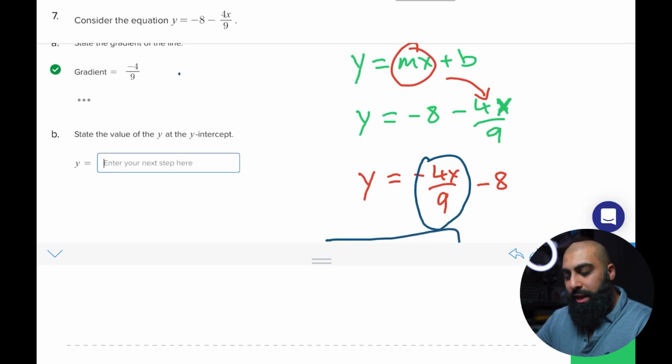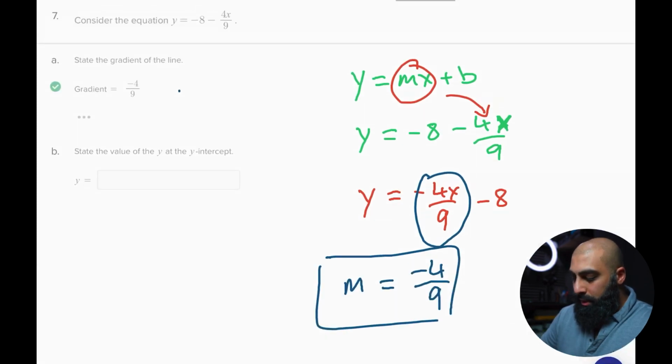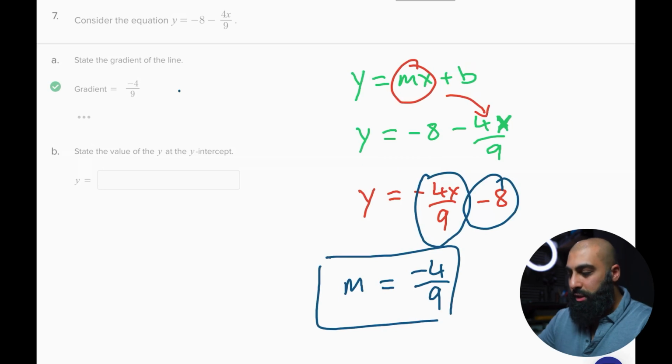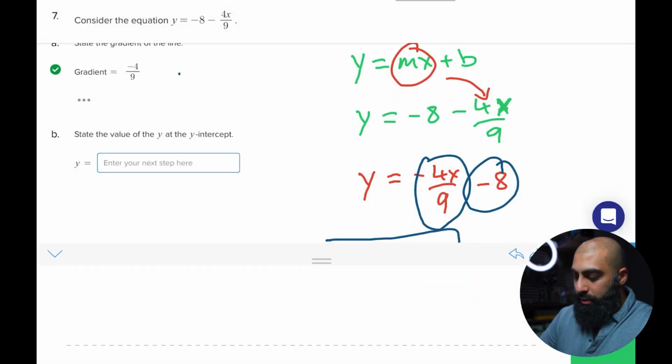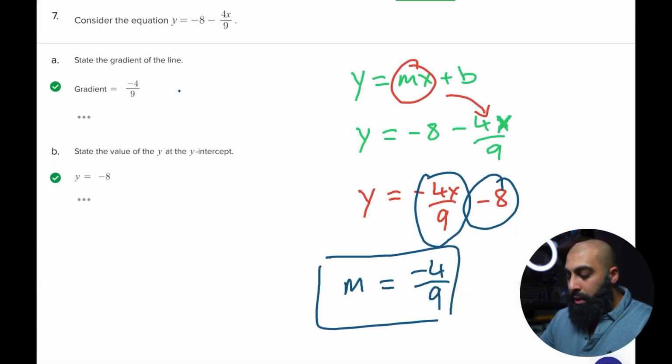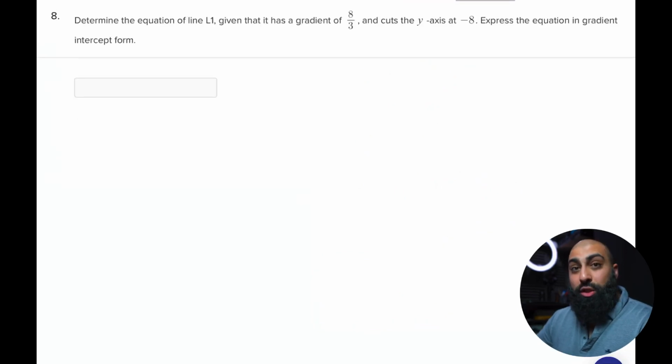It says state the value of the y at the y-intercept. Now again, look at our y-intercept. Our y-intercept is minus 8. So we need to just put that in here, just right here, minus 8. Okay, let's continue on to question 8 then.